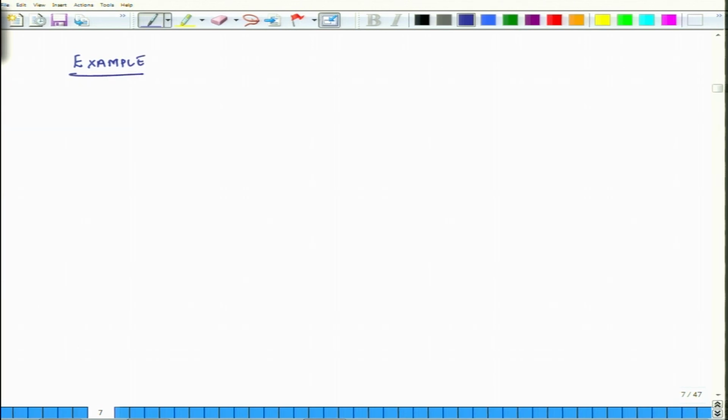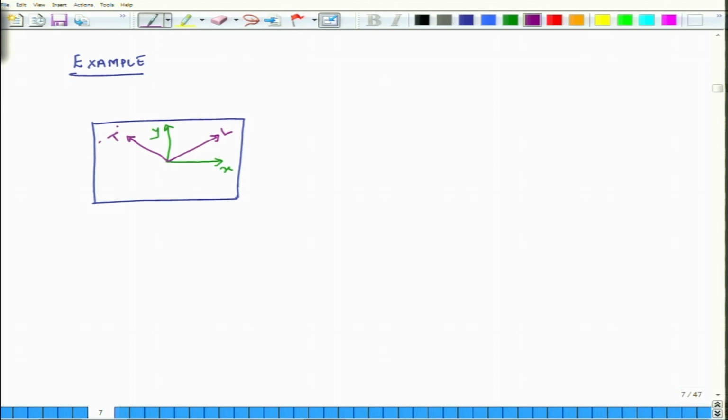So, consider an example where we have a piece of composite. Actually, it is just a single layer of orthotropic material, and the layer is such. This is my x axis, this is y, and then my fibers are in this direction. So, this is the L axis and this is the T axis, and this theta is 60 degrees.